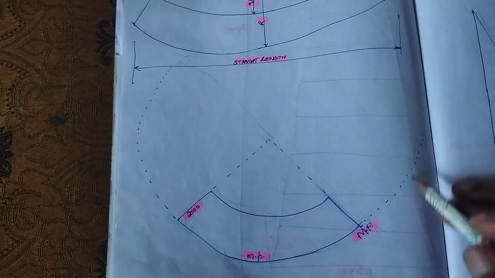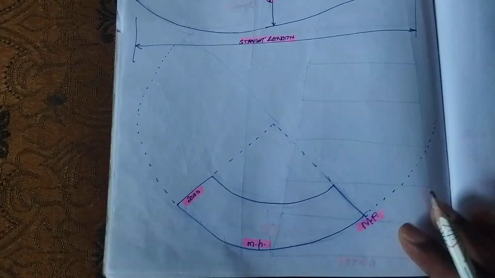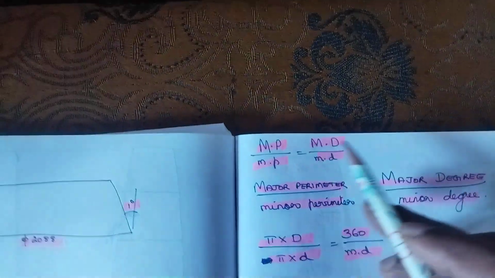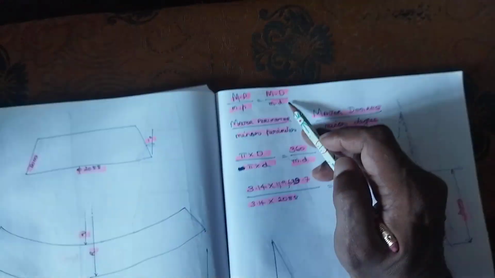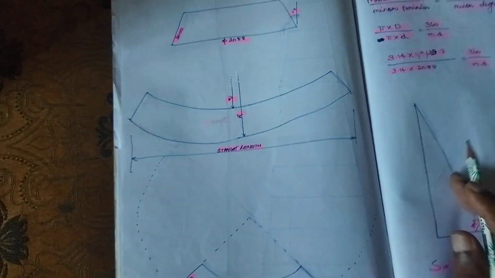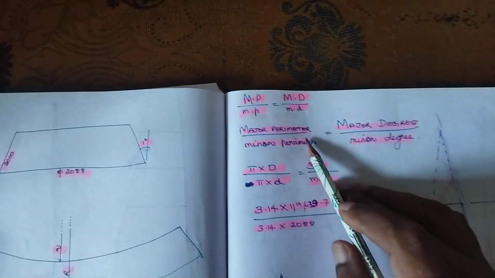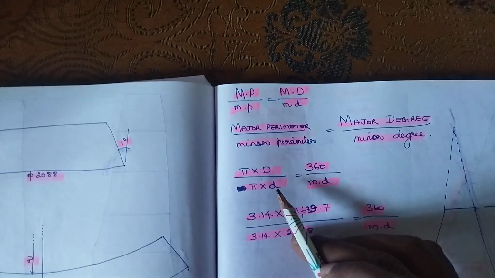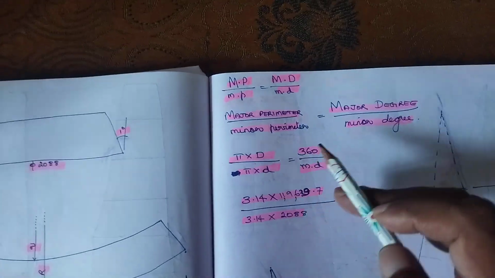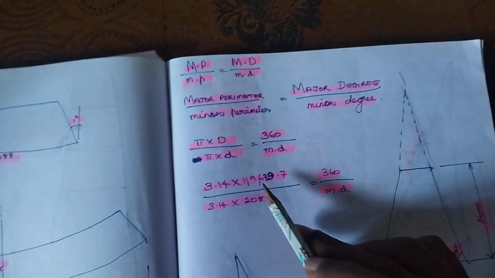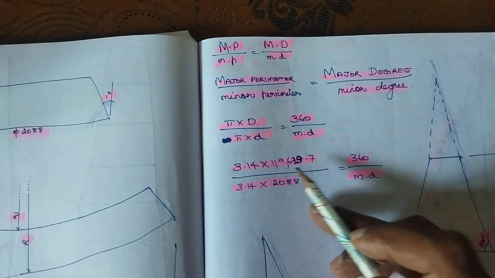What will be major perimeter? Major perimeter divided by minor perimeter will be a constant. If that is a constant, major degree divided by minor degree also will be the same measurement. Then we can find out that degree. For finding out major perimeter, we used the formula pi d. For minor perimeter also we have to use the formula pi d. I have told you all those. Finally we got pi is 3.14 and d, diameter, is 11.